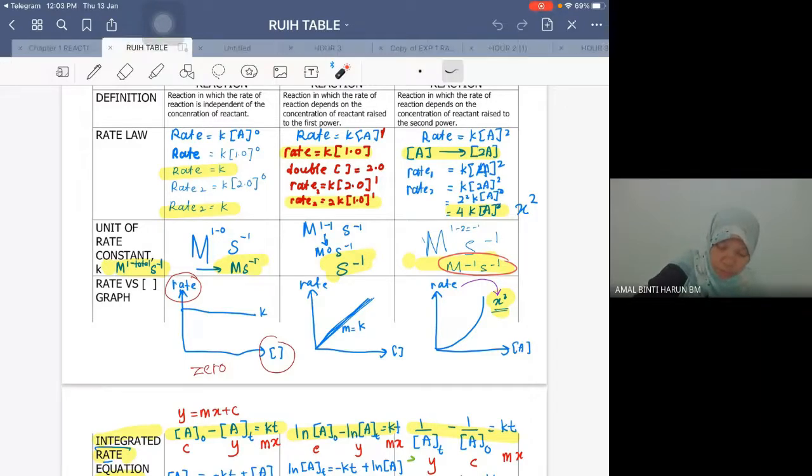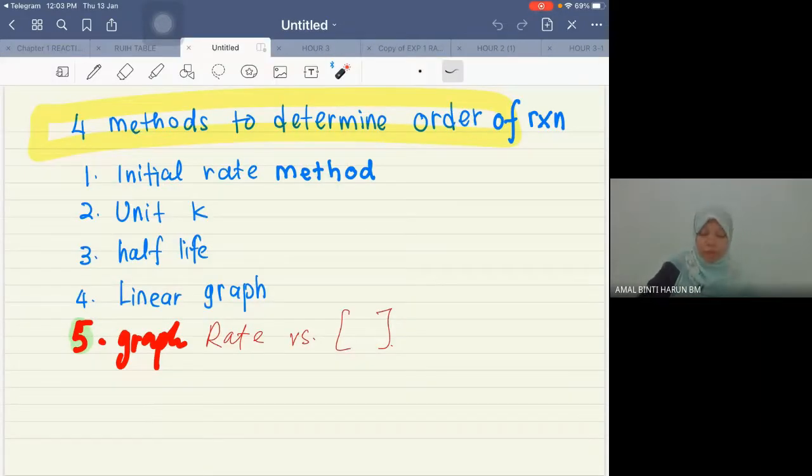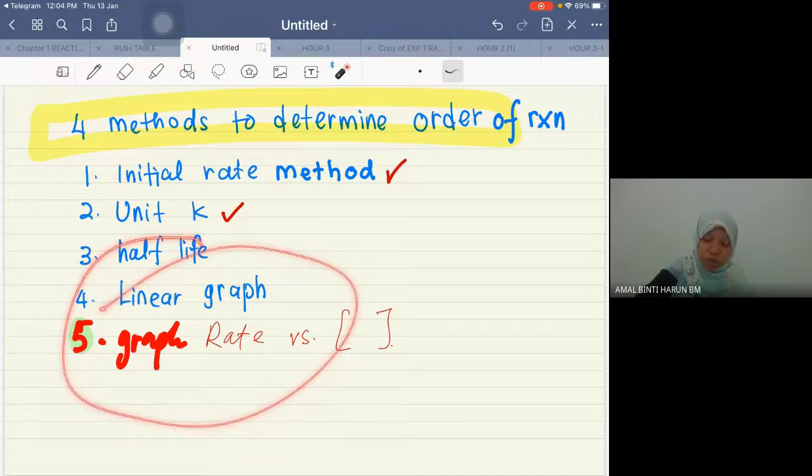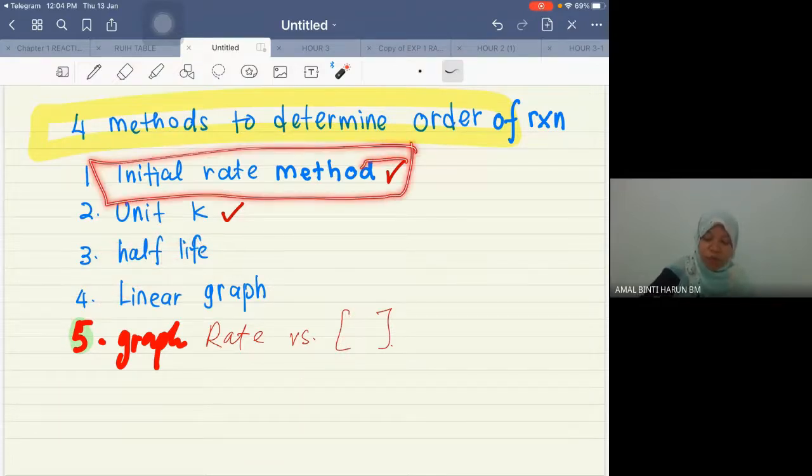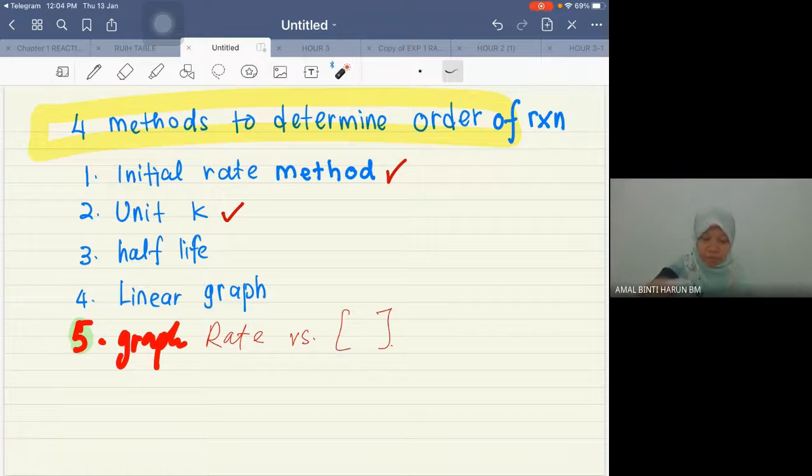Where is that? Okay. So sekarang, kat mana dah? You dah tahu dah unit K. Sekarang kita nak tengok method menggunakan initial rate method. You want me to explain this one first or we go through to the tutorial hour 3? You nak saya explain ini juga ke? You nak terus pergi ke solution this one hour 3? Mana? Pilih. Tak dapat buat decision.